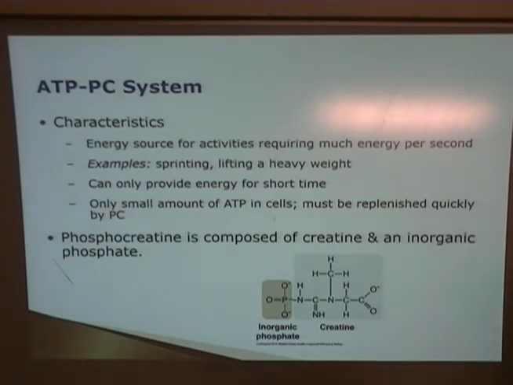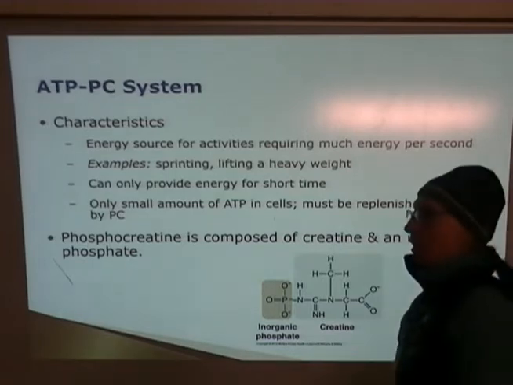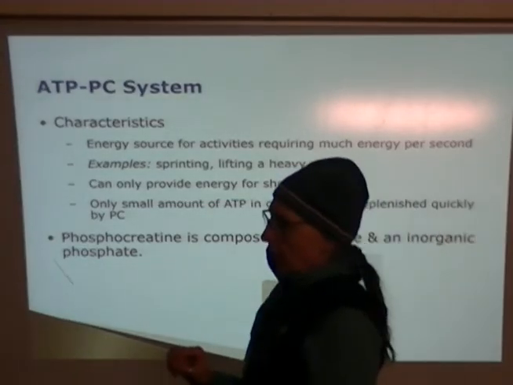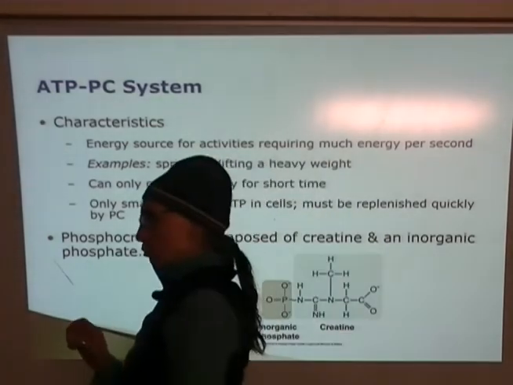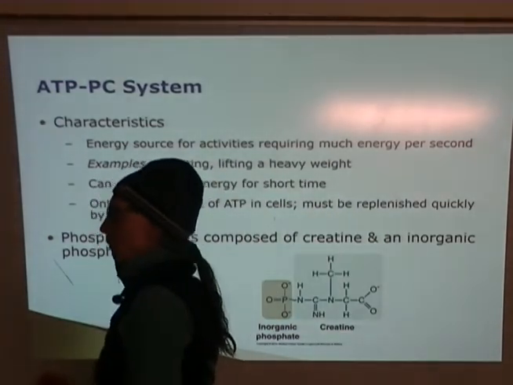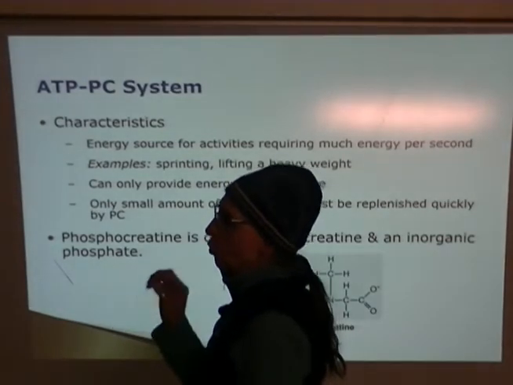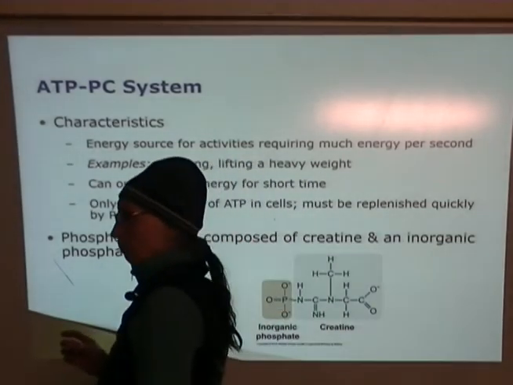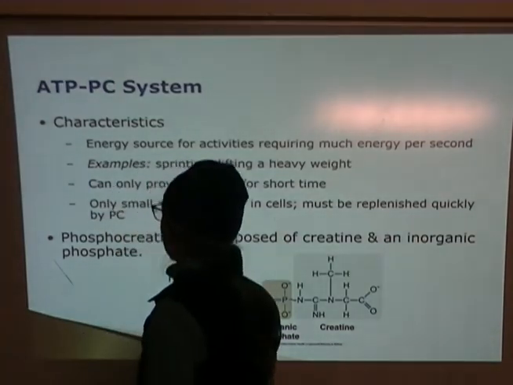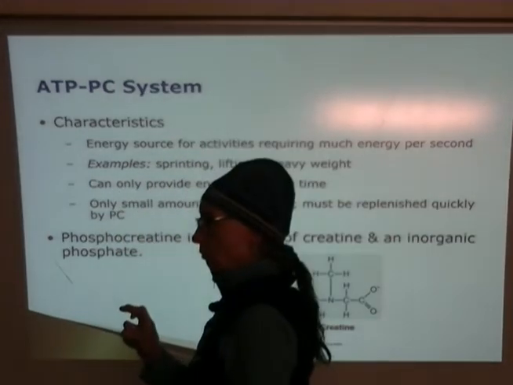So the ATP-PC system occurs in the sarcoplasm of the muscle cell, right? So in the kind of jelly substance of the muscle cell. And it does not use any type of food substrate directly, right? So it relies solely on energy bonds that are already available within the muscle cell. Okay? That's why it can't go for very long.